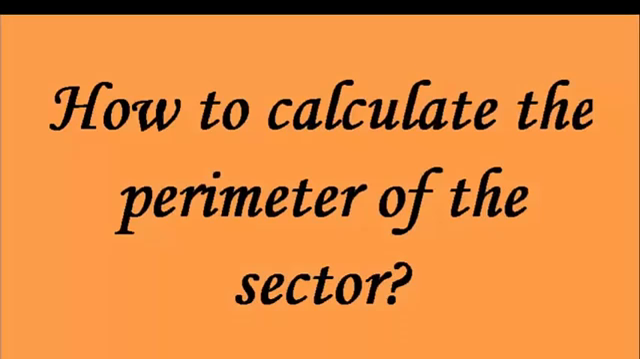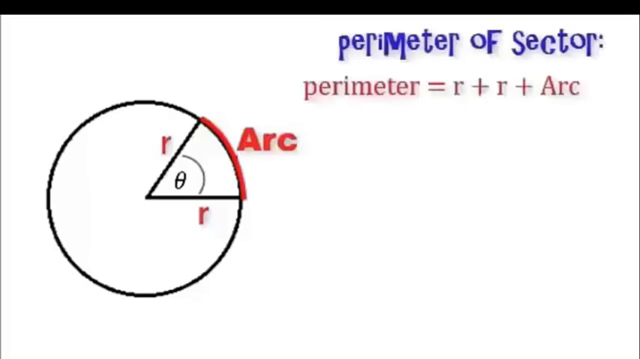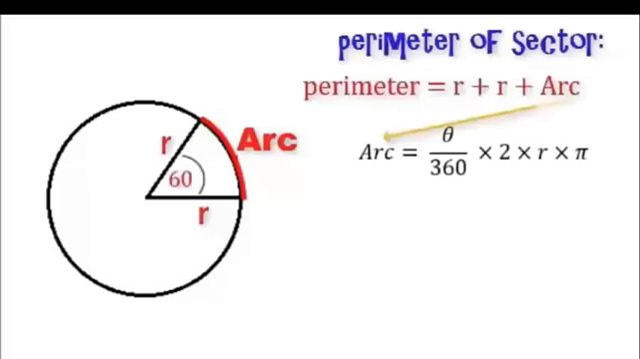Now, how to calculate the perimeter of the sector? But before we find the perimeter of the sector, first we have to find the length of an arc. Remember that arc is the smaller part of the circumference. Perimeter of the sector here is made up of arc length plus radius plus radius. For instance, if we call the sector angle here theta, so arc is theta by 360 times 2 times radius times pi. This is the perimeter of the circle.